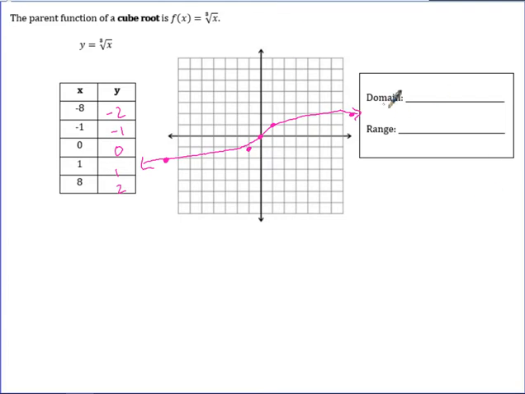Okay, domain and range though are the same. This goes left forever, right forever. It goes up forever, down forever. So between negative infinity and positive infinity for both. Or we could say that x is an element of the real numbers and y is an element of the real numbers. Okay, so those are the 5 parent functions that we're going to look at, that you kind of need to know the general shape so that you can judge and graph transformations of those functions.